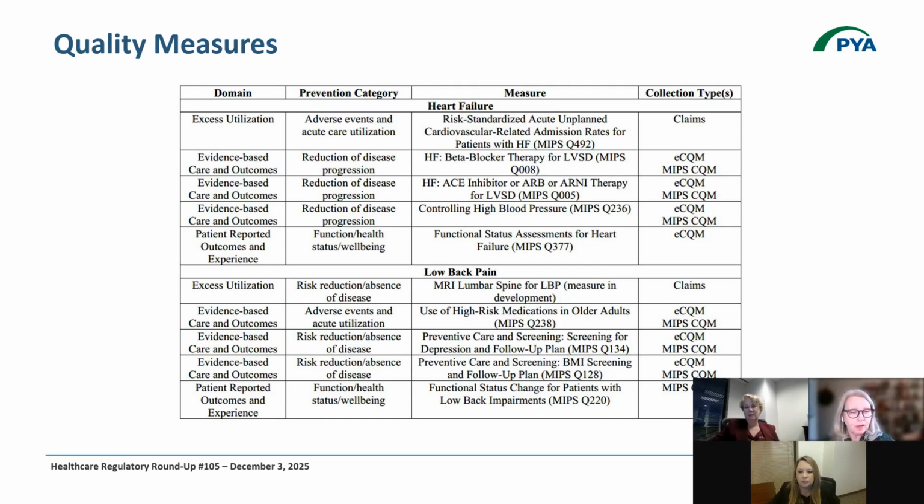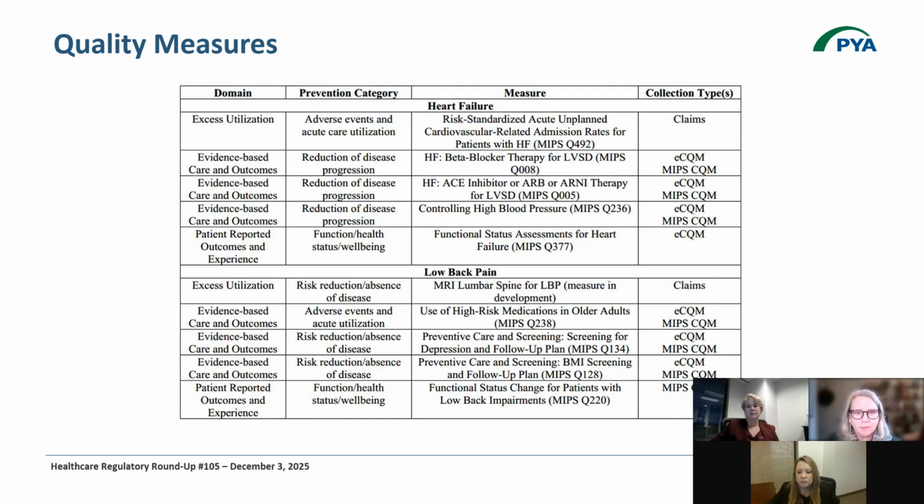If you are an ASM participant, you are regimented in the quality measures on which you report. It's those that appear here on the screen for heart failure and low back pain. And so they are either a claims-based measure. There's one claims-based measure for each. And then the others are going to be eCQMs or MIPS CQMs that you're going to be subject to. So no selection here. These are the measures on which you are going to report if you're in the ASM group.